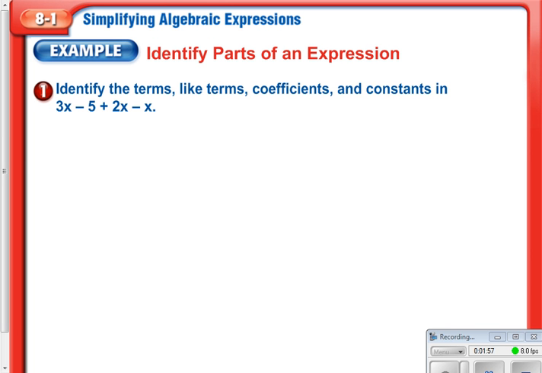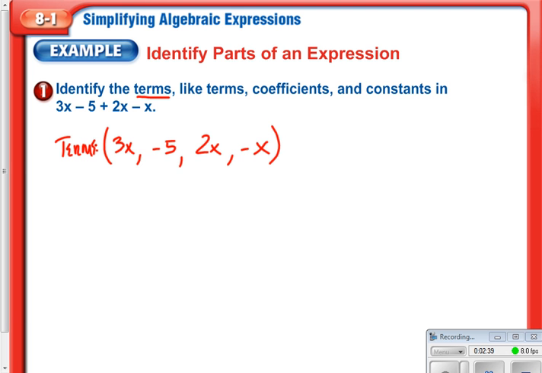So in our examples here, example 1, it says identify the terms, identify the like terms, identify your coefficients, and identify the constants in this expression. We have 3x minus 5 plus 2x minus x. In this problem, we're going to go ahead and identify the terms. Well, the terms are 3x, negative 5, positive 2x, and a negative x. Those are our terms.